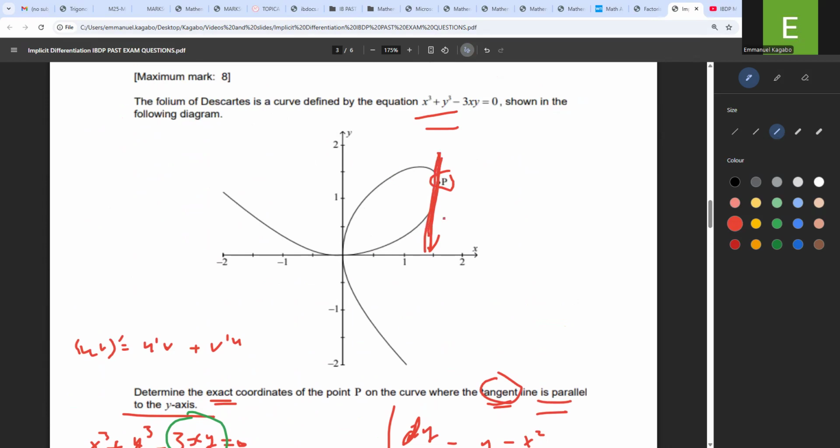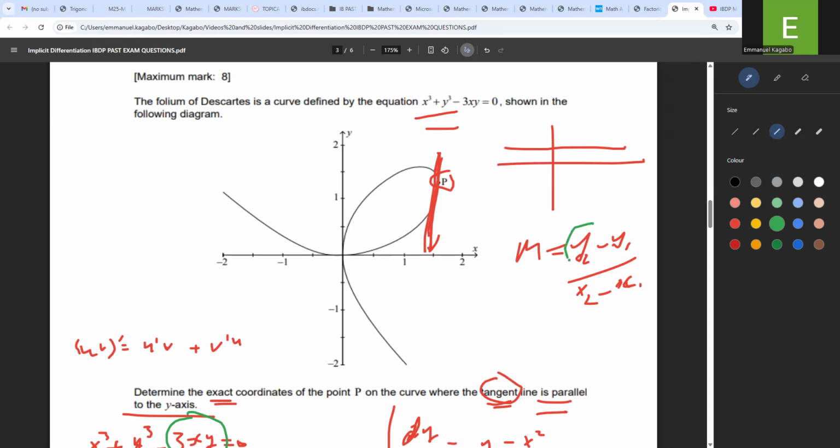That's the tangent line. Now, what do you know about horizontal line? Let me start with that. Horizontal line, their gradient will be 0. Let me write here a few things. The gradient m is y2 minus y1 over x2 minus x1, okay? Is that okay, guys? Very good. Now, if the line is horizontal, it means this will be 0. If it's parallel to x-axis, this one will be 0.